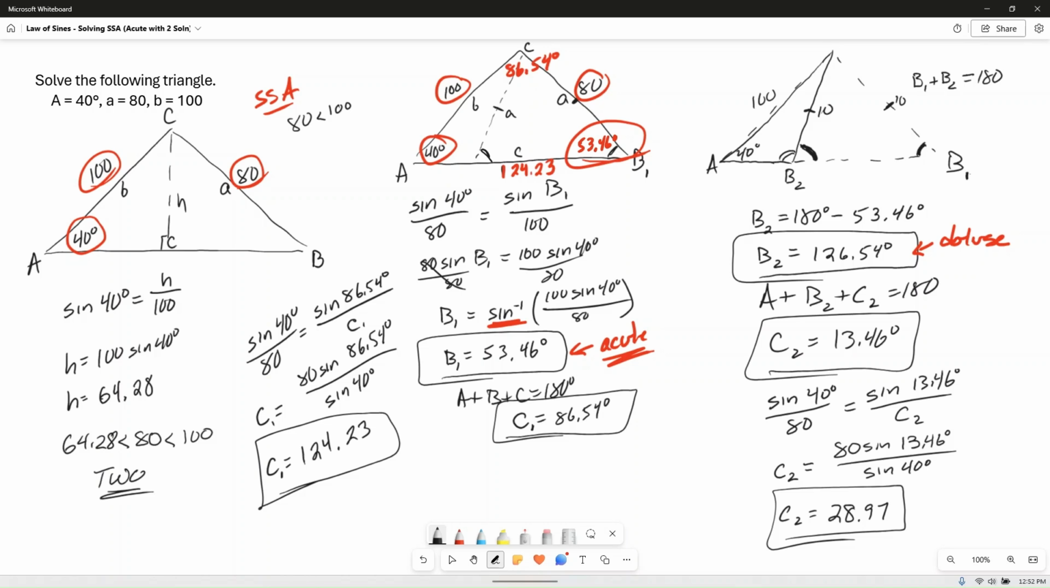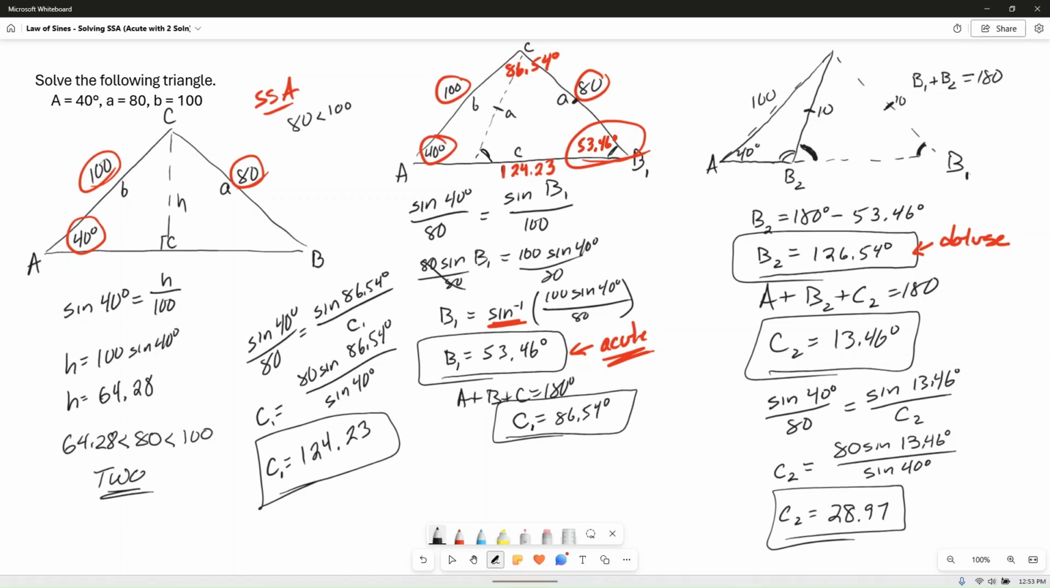If we do the same thing for the second triangle, we know that the smallest angle is angle C. That was at 13.46 degrees. And side C is 28.97. That's the shortest side and the smallest angle. And then again, angle B2, which is 126.54 degrees, is the largest angle, which corresponds to 100 for the longest side B. Okay, so our proportions do match for both triangles.